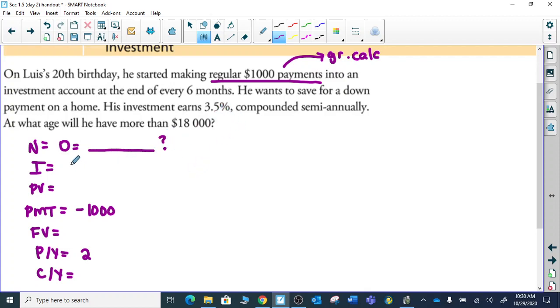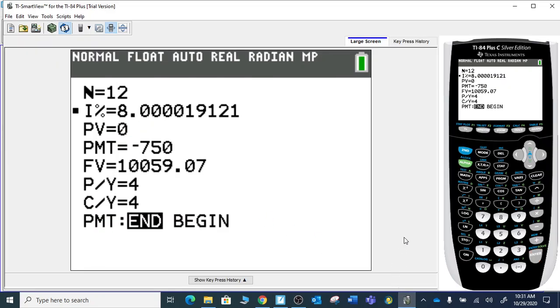They tell us that this account is 3.5% compounded semi-annually, so I can put compounding per year is 2. We start our account always at 0 when we open up these investment accounts, but this time we want a future value of $18,000. So when we go in, we're going to be solving for N out of our calculator, and we'll talk about what that N means. So I'm just going to bring up the calculator so we can change our numbers here.